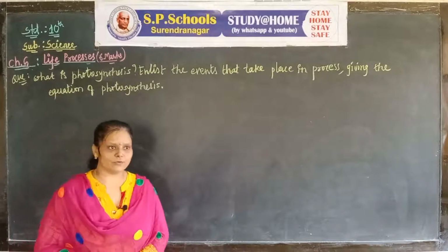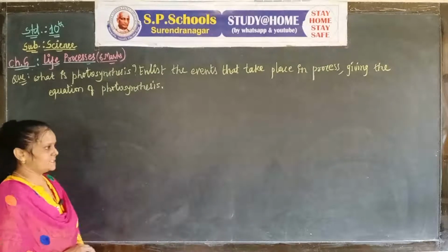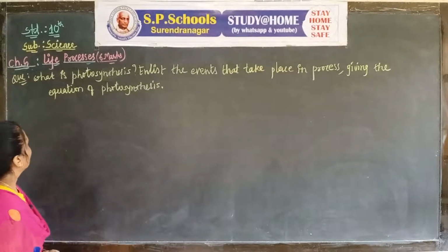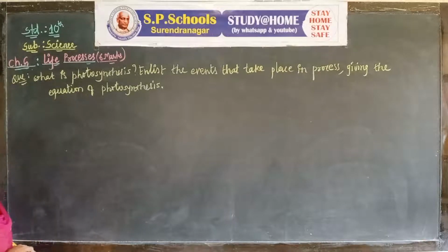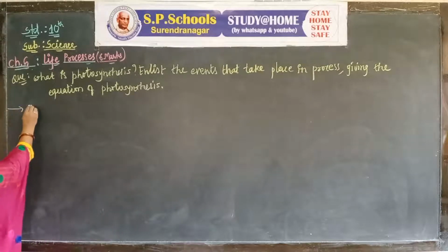Now go through another process which is called photosynthesis. First read the question: What is photosynthesis, and what are the events that take place in the process? Give the equation for photosynthesis. First write the information about photosynthesis.